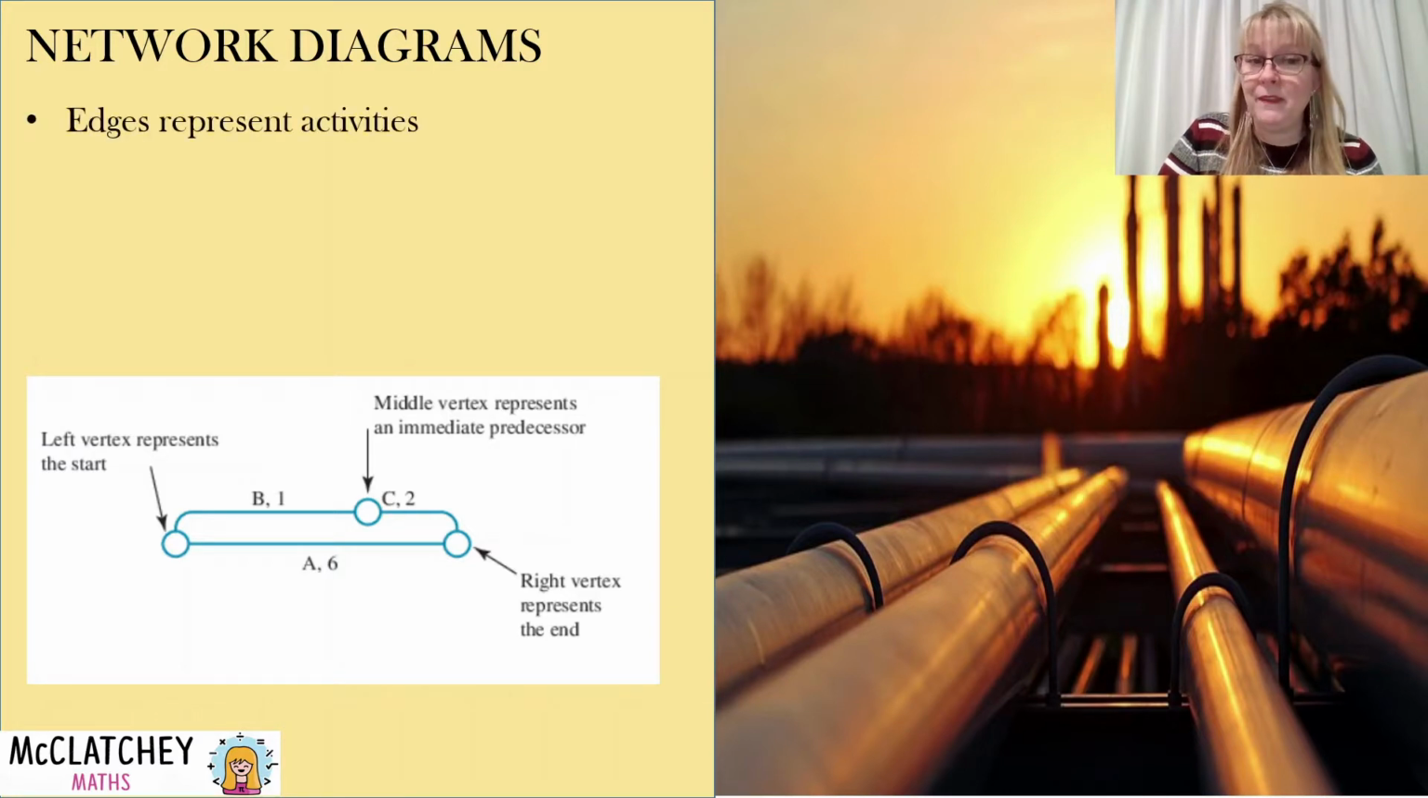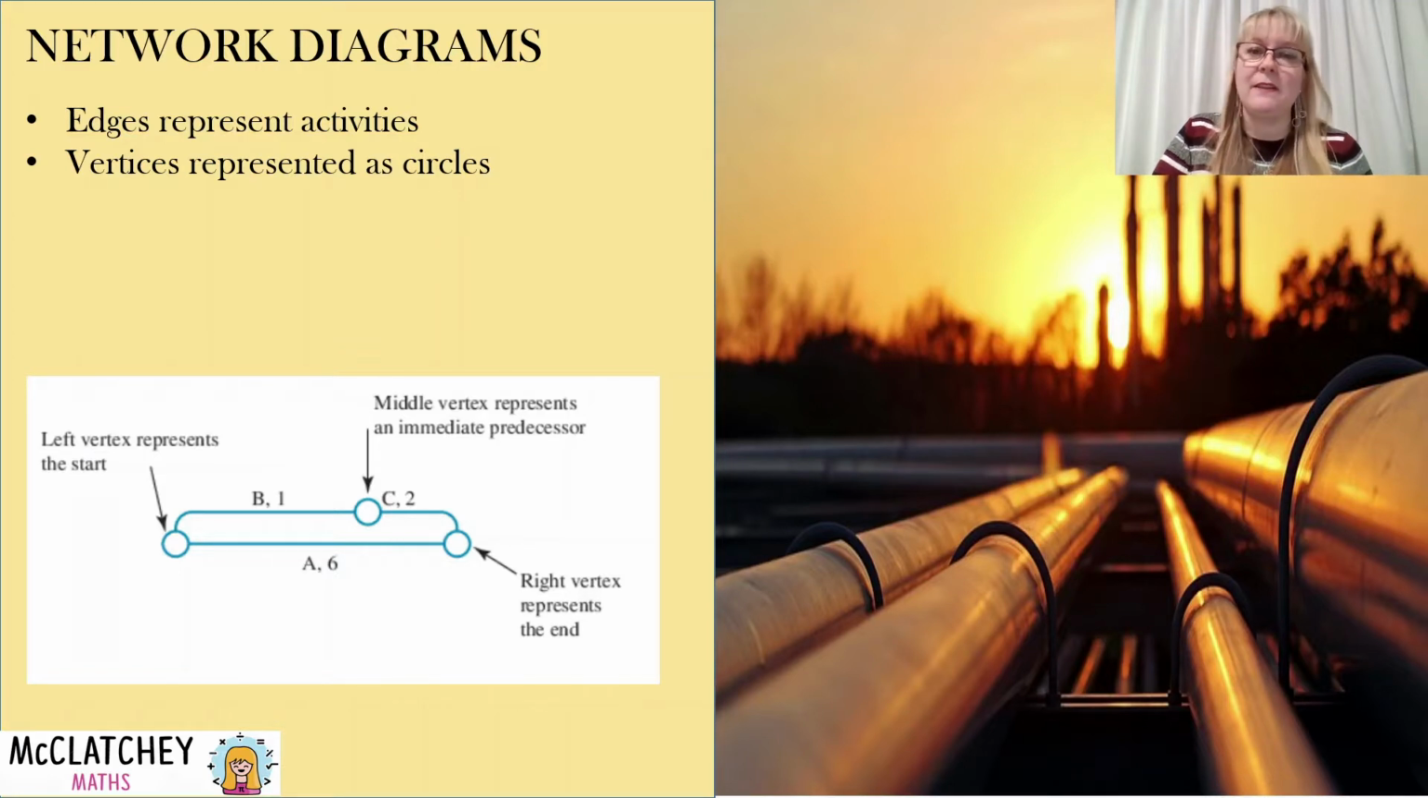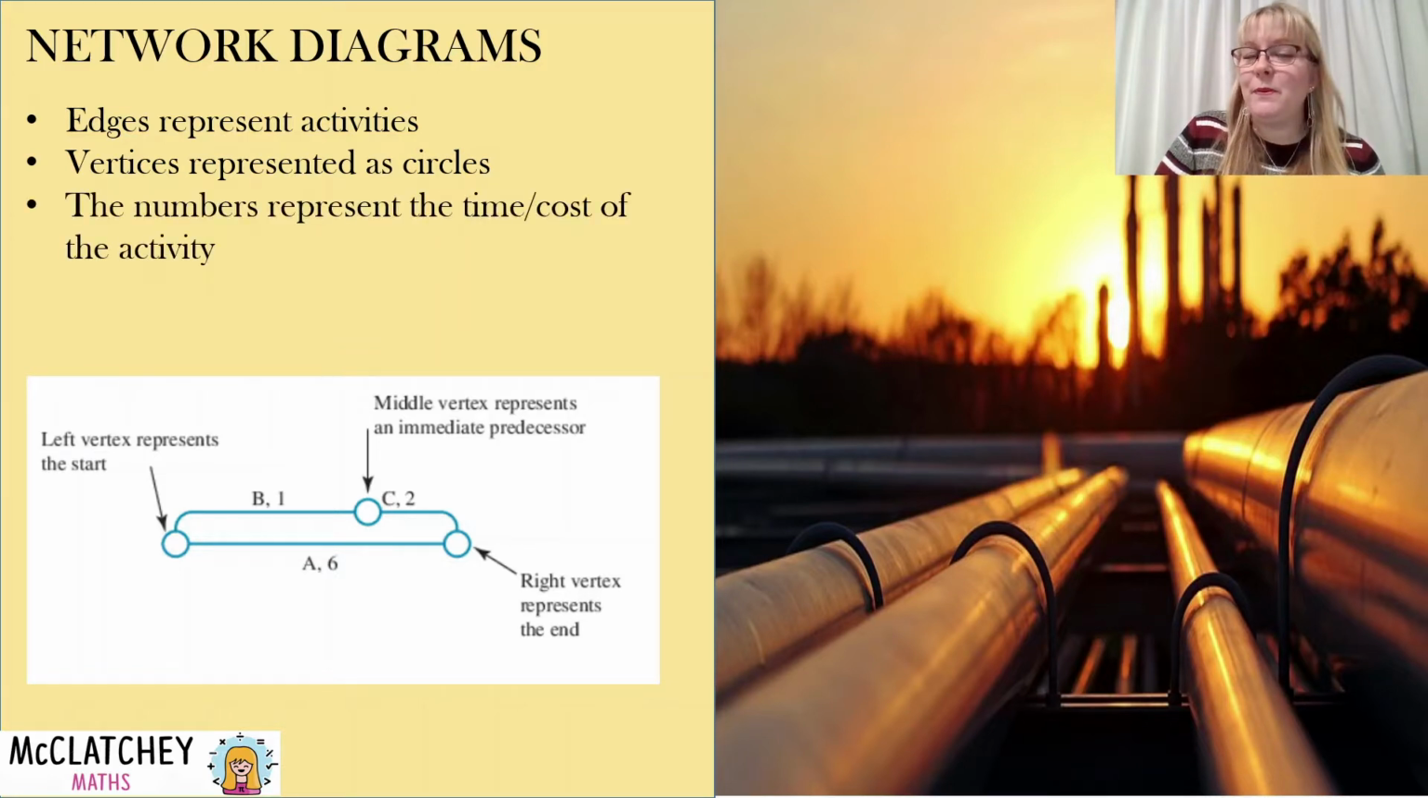Firstly, our edges represent the activity that's taking place. The vertex is represented as a circle. It simply means it's the start of an activity and the end of the next activity. So they're not representing towns or places or anything like that. They're simply representing start of activity, end of activity. The numbers represent whatever it is we're measuring for the activity, the time or the cost of the activity.